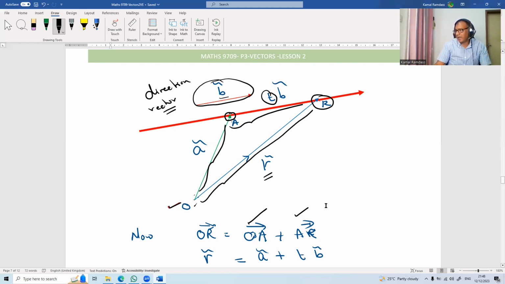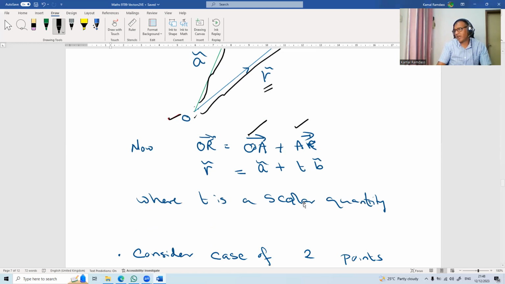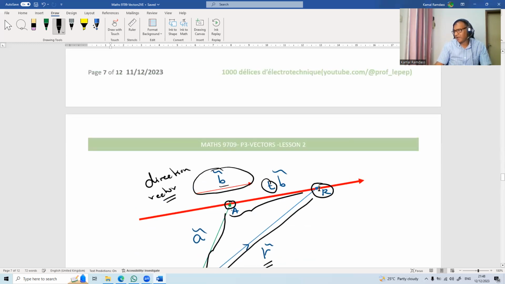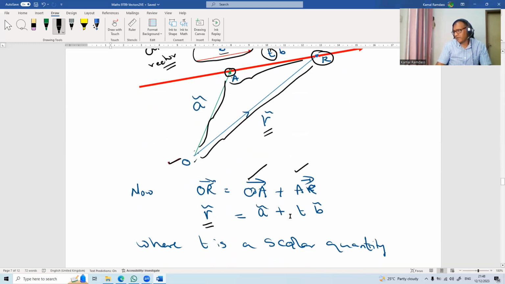And here we get the equation of the line: R bar, for any point on the line, is equal to a position vector A bar, any position vector A bar, plus T, a scalar factor, times B bar. B bar is a direction vector.